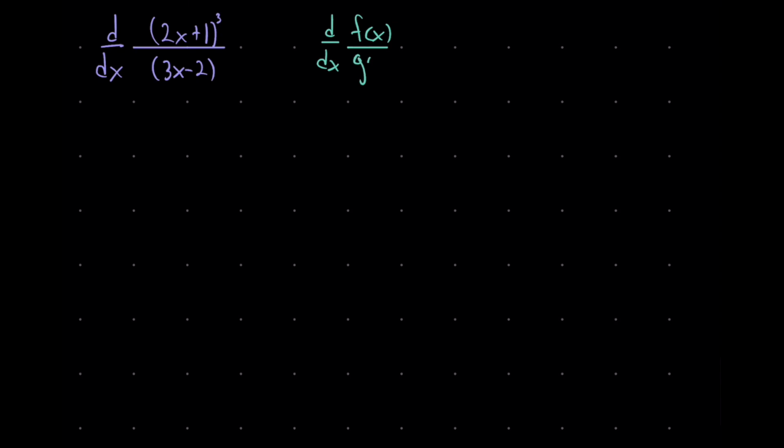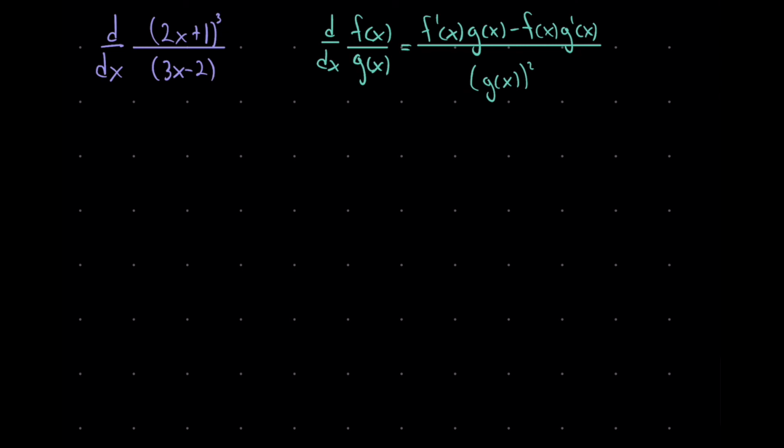We're asked to find the derivative of (2x plus 1) cubed divided by 3x minus 2. And so to solve this, we need another rule. We need a rule called the quotient rule, which tells us that the derivative of the division of two functions, call them f of x and g of x, is equal to this.